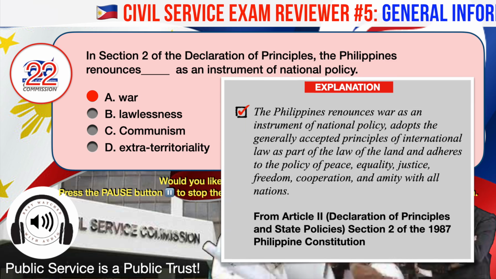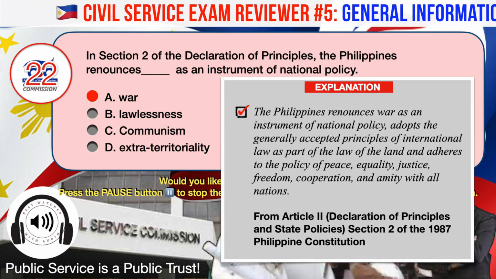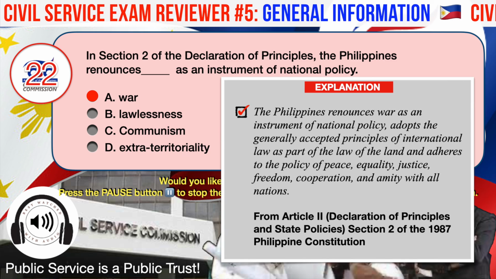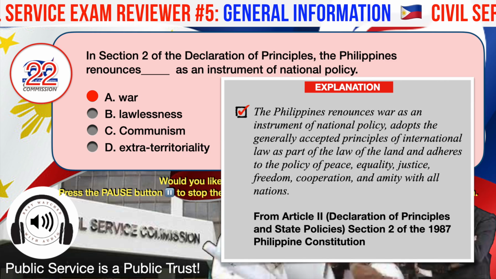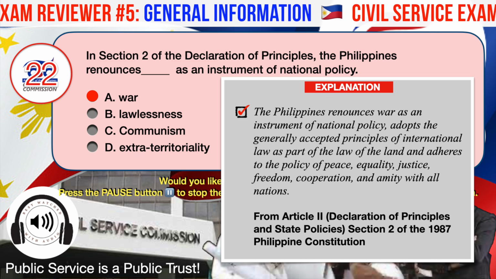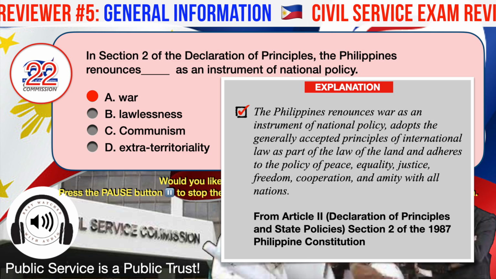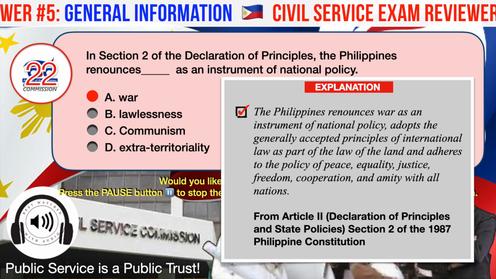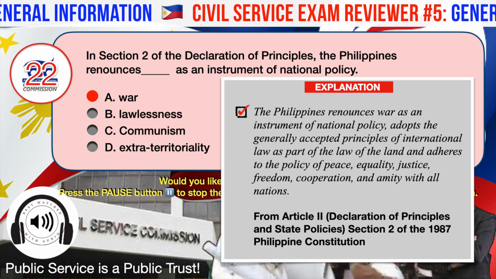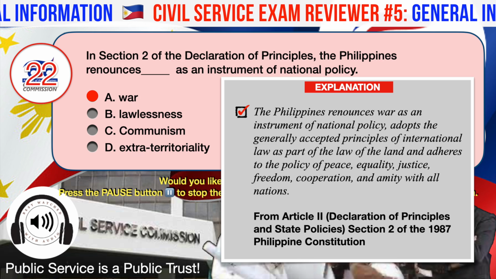Article 2, Declaration of Principles and State Policies, Section 2, of the 1987 Philippine Constitution states thus: the Philippines renounces war as an instrument of national policy, adopts the generally accepted principles of international law as part of the law of the land, and adheres to the policy of peace, equality, justice, freedom, cooperation, and amity with all nations.